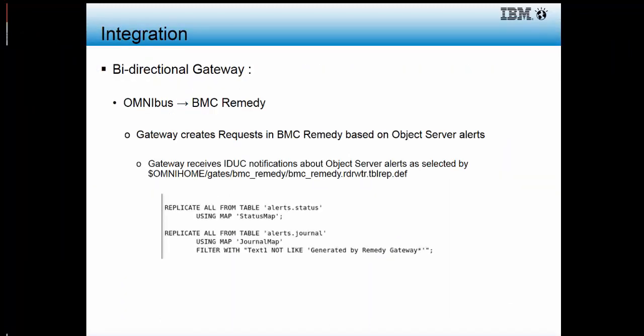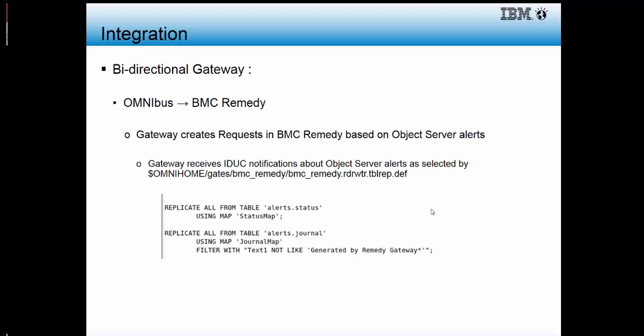Okay, let's talk more about the integration. Let's start with Omnibus events going to Remedy. The gateway will create a request in Remedy based on the object server alerts. It's going to look at the table rep def file for the filter criteria. If none is specified, it's going to send everything across. Otherwise, like in this journal example, it's only going to send the events that match this criteria.